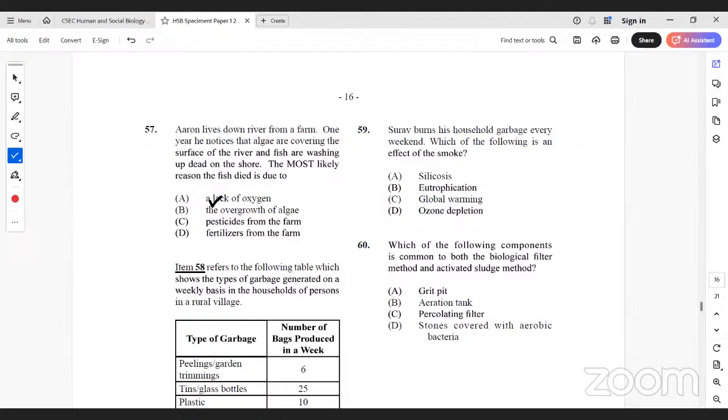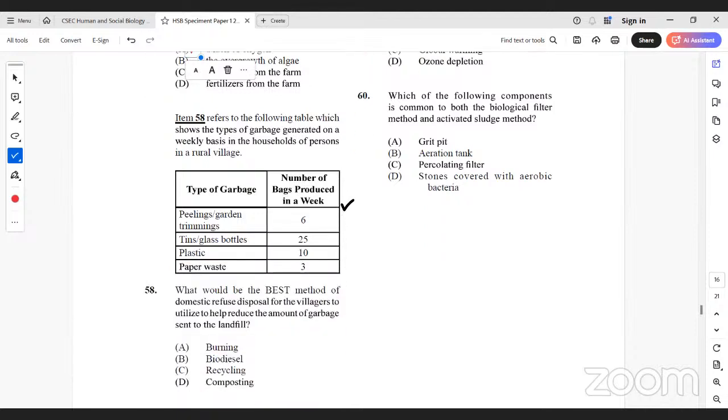Well, they ask for the reason the fish are dying. So we would have to go with A, lack of oxygen. The fish are being starved of oxygen because the algae, the eutrophication, is preventing sunlight and oxygen from mixing into the top of the water and coming down. So the fish are not getting the oxygen dissolved into the water.